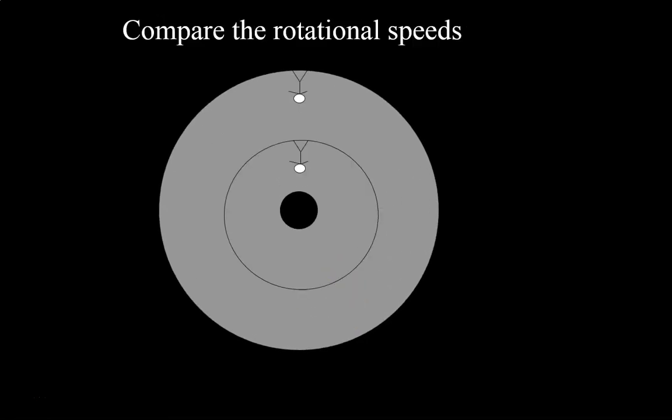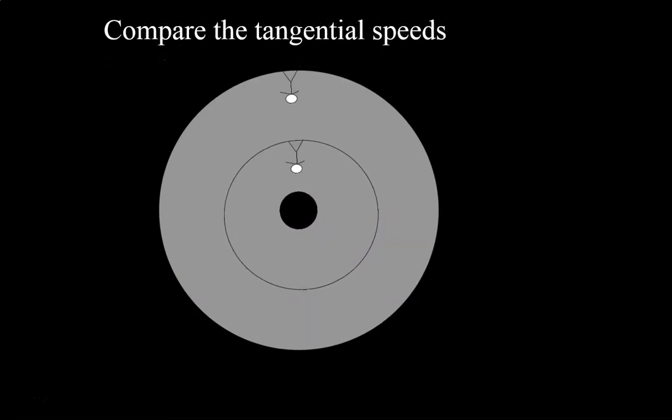So let's take a look at these now. Here we've got a double-decker spaceship, so I've got 2 floors. Which one has the greater rotational speed? This is like our 2 pennies on a record. Well, they both have the same rotational speed because they're both making one rotation in the same amount of time. Compare their tangential speeds.